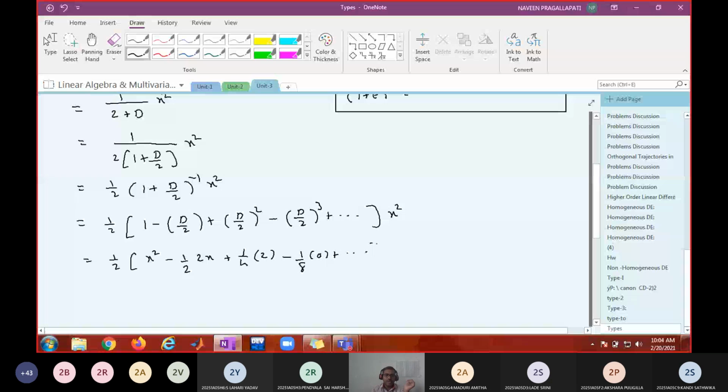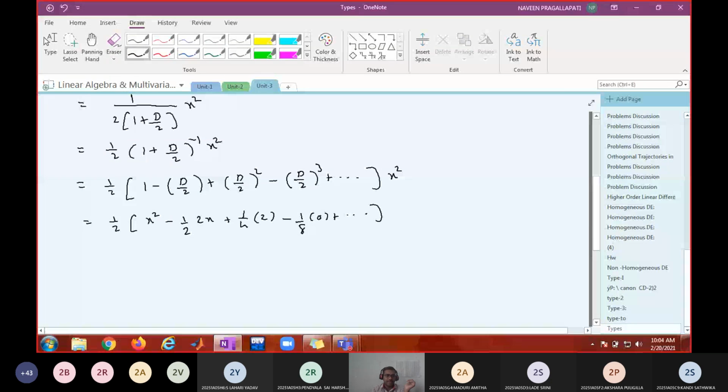Okay, so if it is x cube, you collect up to powers of 3. If it is x power 4, you collect up to powers of 4 and so on. So therefore this infinite series becomes a finite series now. So 1 by 2 times x square minus x plus 1 by, is it okay? So if I take LCM, 1 by 4 times 2x square minus 2x plus 1. Is it fine?